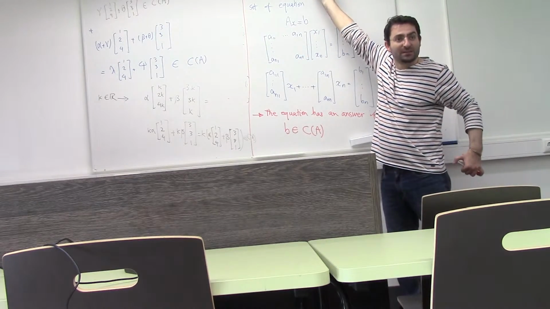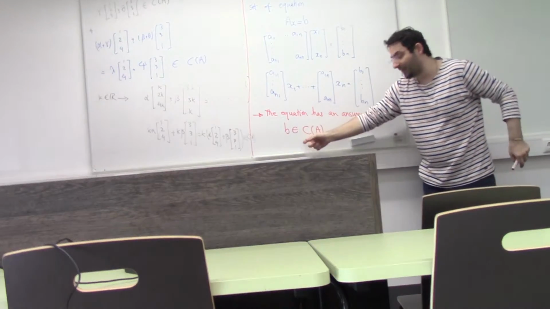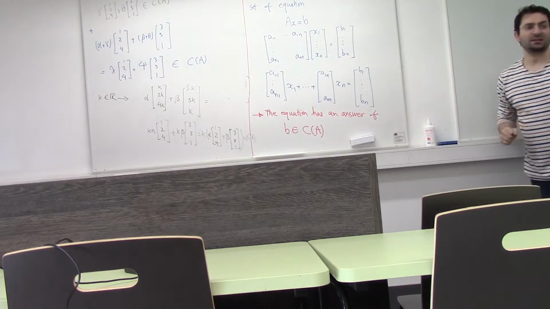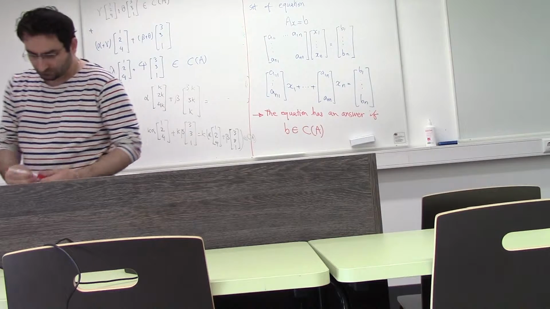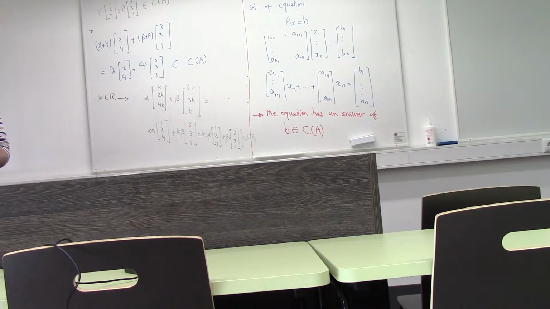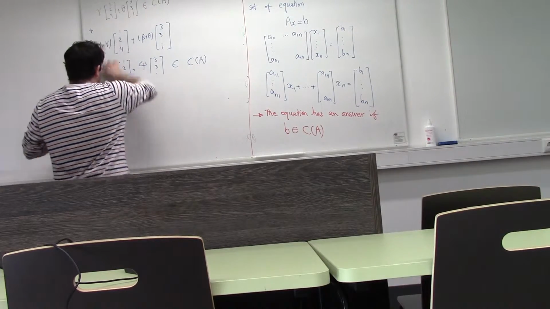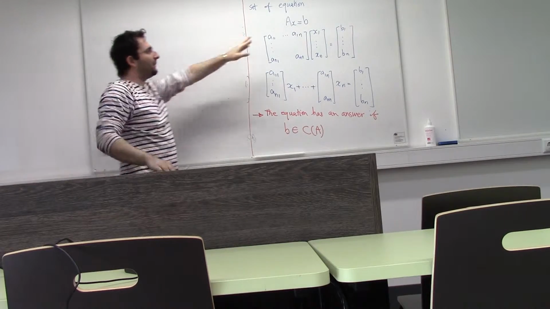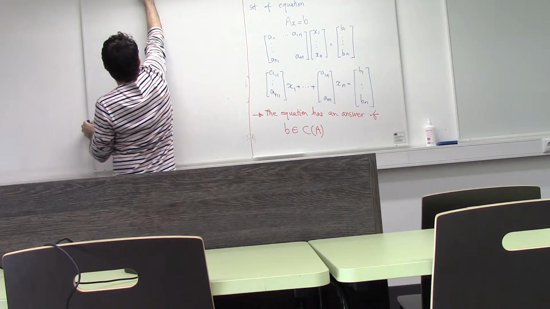What was the definition of column space? All the linear combinations. Which means that this b will be one of the elements of CA. So if this b is one of the elements of CA, then the equation has an answer. So as we have the column space, in order for our equation to have an answer, the constant b should belong to the column space. So we can start to define something which is a null space.